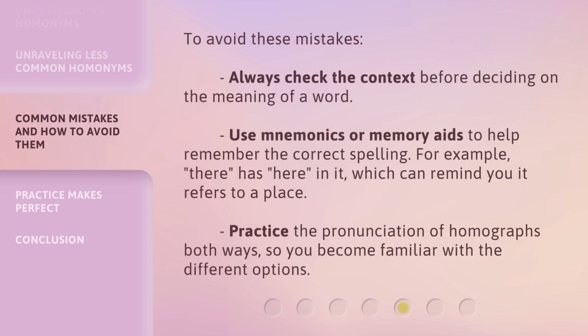To avoid these mistakes, always check the context before deciding on the meaning of a word. Use mnemonics or memory aids to help remember the correct spelling. For example, there has here in it, which can remind you it refers to a place. Practice the pronunciation of homographs both ways, so you become familiar with the different options.